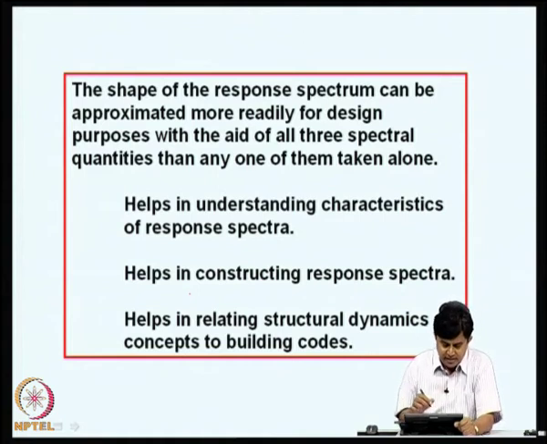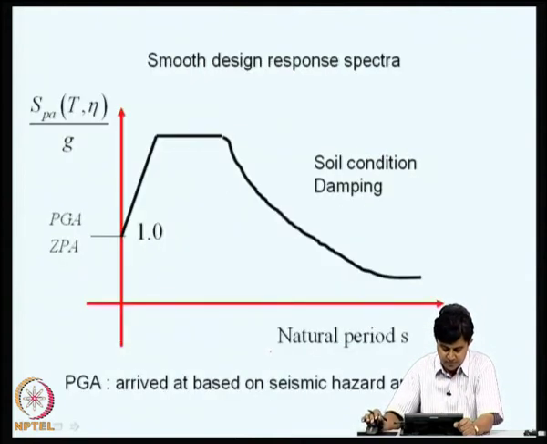Also, there are other reasons, I will just enlist them. The shape of the response spectrum can be approximated more readily for design purposes with the aid of 3 spectral quantities than any one of them taken alone. This helps in understanding characteristics of response spectra, and also it helps in constructing response spectra. Moreover, it helps in relating structural dynamics concepts to building provisions in the building codes.